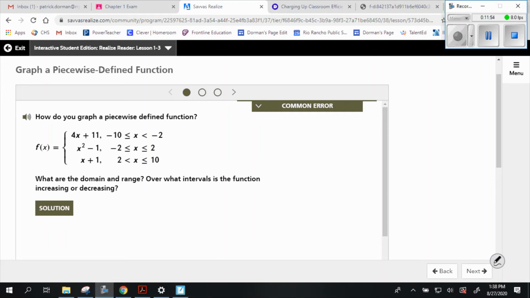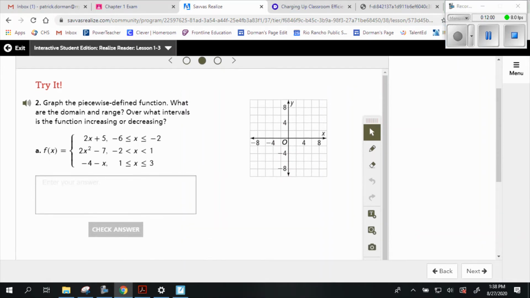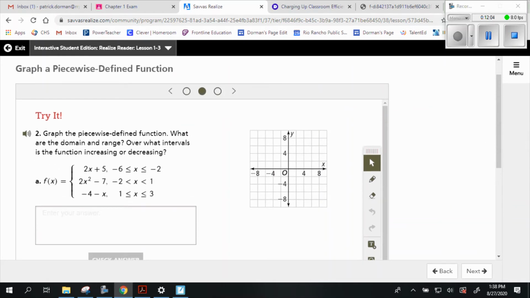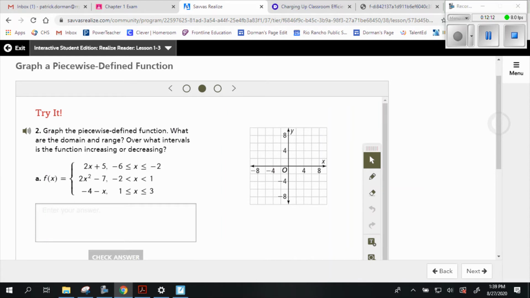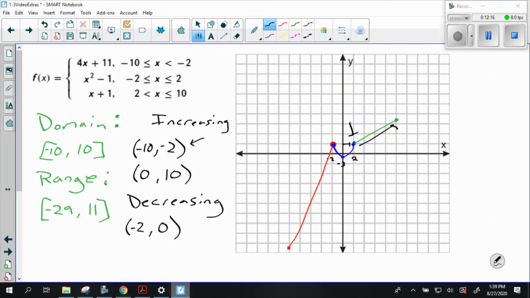All right, so we've got some try-its. I'm going to do these with you guys. So I encourage you to have your interactive student reader out and give this a shot with me. I'm going to go ahead and do this over here. I've got a little file ready for it. Here we go. Let's graph this thing.